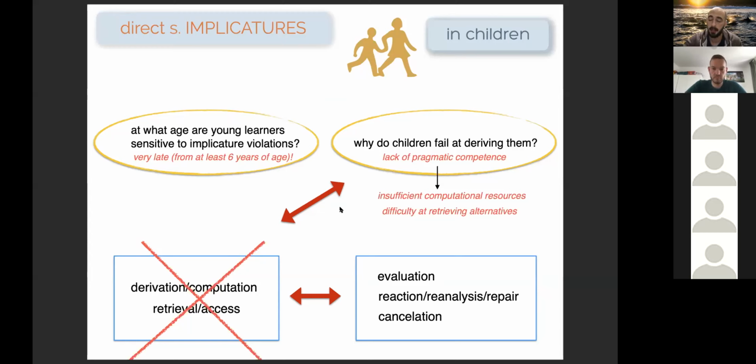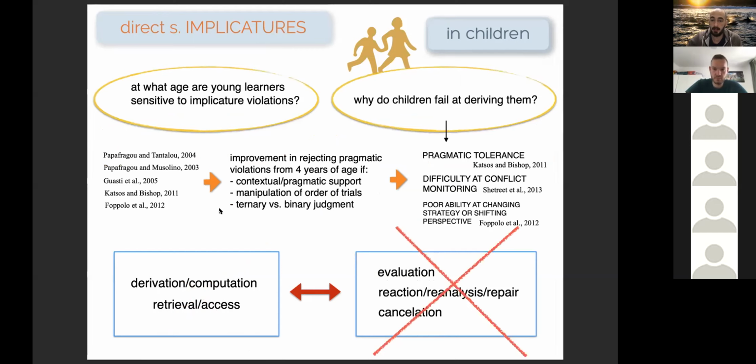So, right, the kind of hypothesis Emmanuel was discussing. Children are not able to derive implicatures because they don't have enough computational resources, because they are not competent pragmatically, because they cannot retrieve the alternatives, and all these reasons. It was hypothesized that they have some problems at the derivation of these inferences, whereas in later studies, like for instance the one we've seen together, and the ones that some people will present in the next days, see Katsos and Bishop, Papafragou and Musolino, Papafragou and Tantalou.